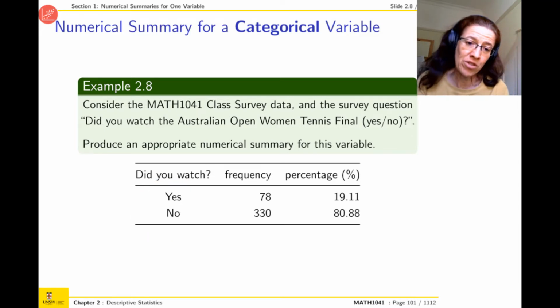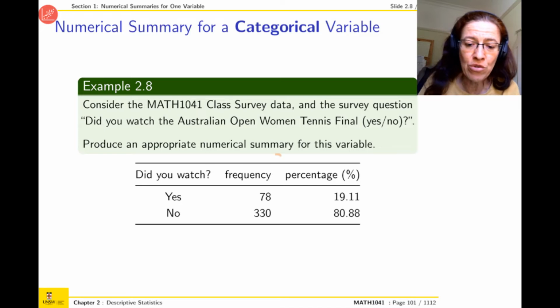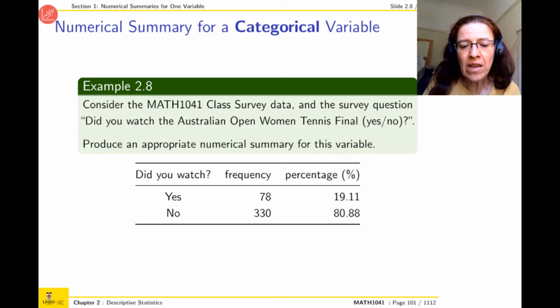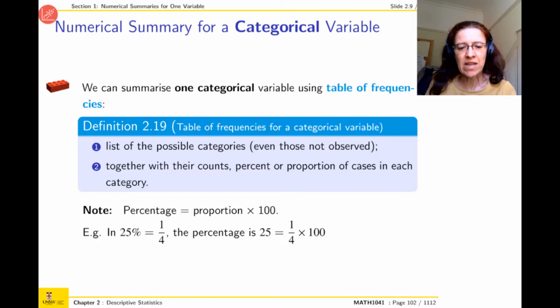And one way to summarize what we have would be to use frequency. So that's when we count, or percentages. So that would be a way to summarize this variable, which is categorical, using numbers. And in fact, we're not losing much there. The only thing we're using is who said yes and who said no. So that was an example.